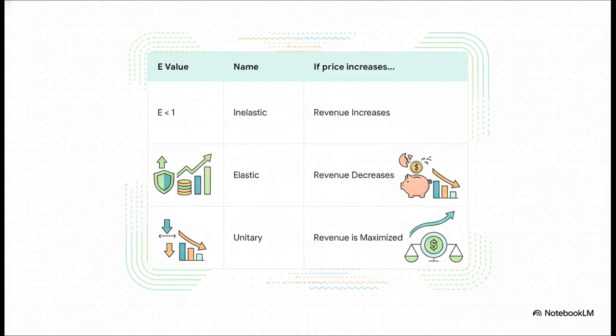If your elasticity, E, is less than 1, we call that inelastic. That means your customers are not very sensitive to price, and if you raise the price, your total revenue will actually go up. If E is greater than 1, it's elastic. Your customers are super sensitive, and a price hike will make your revenue go down. And if you hit the magic number where E is exactly 1, that's called unitary, and it means you've found the sweet spot where your revenue is maxed out.